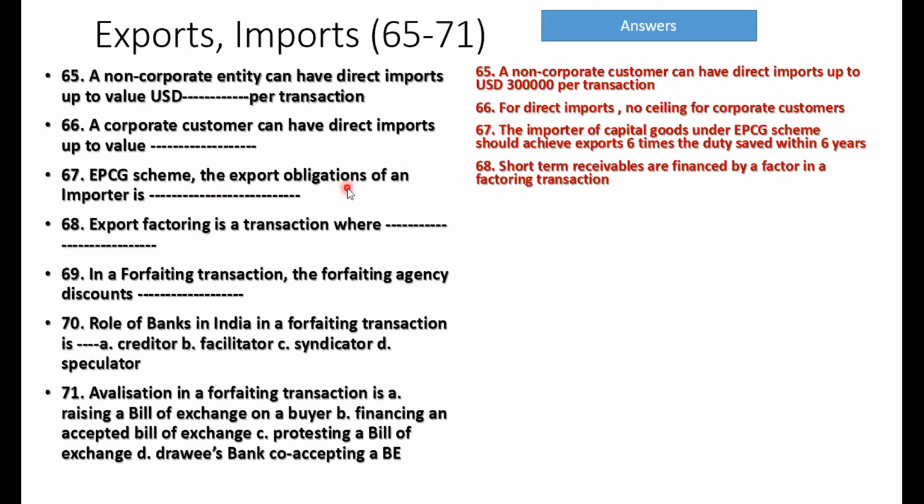67. EPCG export obligation is 6 times the duty saved. It is not zero duty; otherwise, some duty has to be paid. What is the benefit? Duty benefit: 6 times he has to export within 6 years, then he will be freed. Otherwise, they will catch him, and he has to pay back the duty.